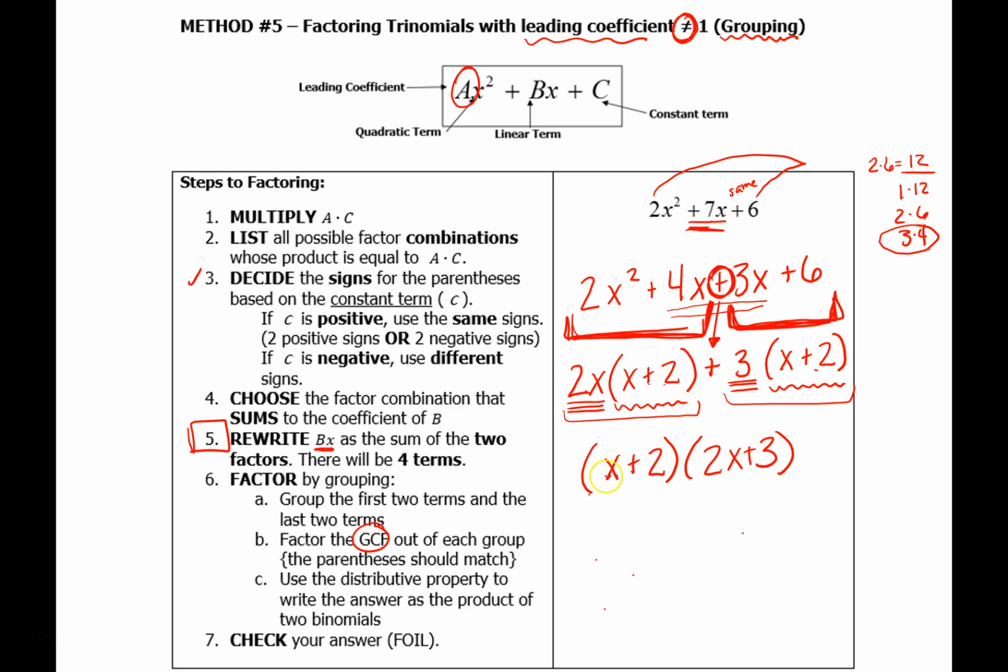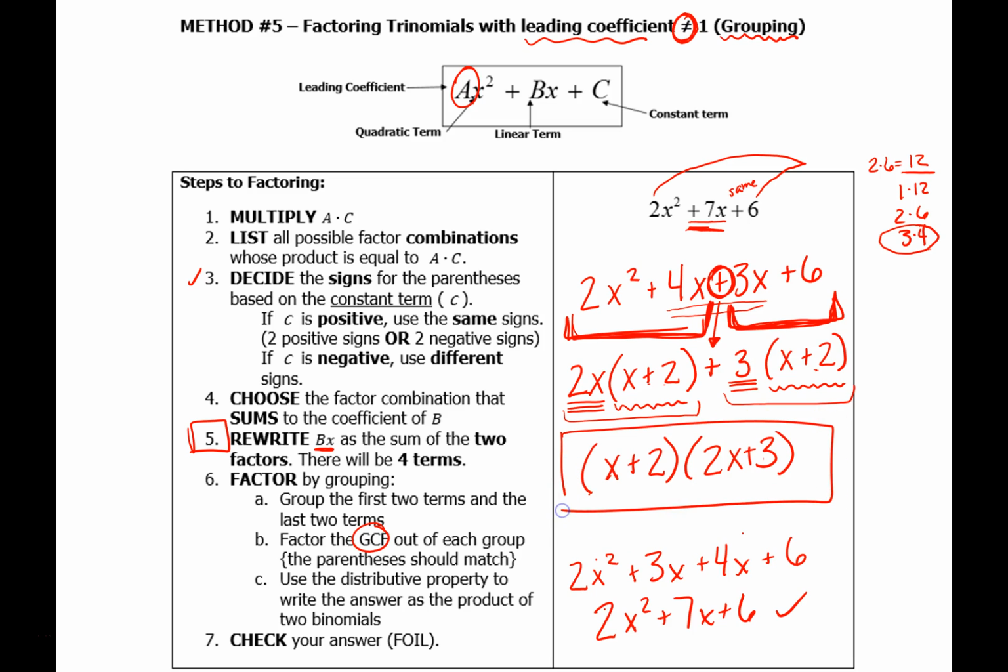So let's look at that. X times 2x is 2x squared. The outside, or second piece of distribution, is plus 3x. The next distribution is plus 4x. And the last part of our distribution, 2 times 3 is 6. So that gives me 2x squared plus 7x plus 6. That was my original problem, which means this checks.